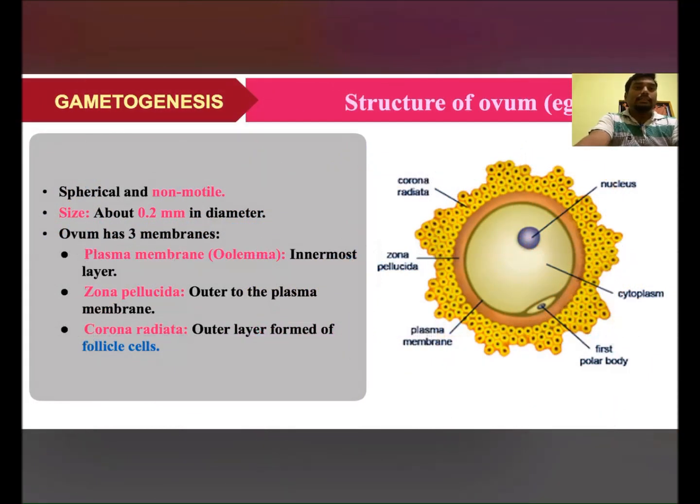Ovum has 3 layers, 3 membranes: the plasma membrane, the innermost layer; the zona pellucida, that is just outside the plasma membrane, and this is a very important layer because when a sperm enters the zona pellucida layer, the secondary oocyte completes meiosis 2 and changes into an ovum. And one more layer is there, the corona radiata. Corona radiata is the outer layer formed of follicle cells.